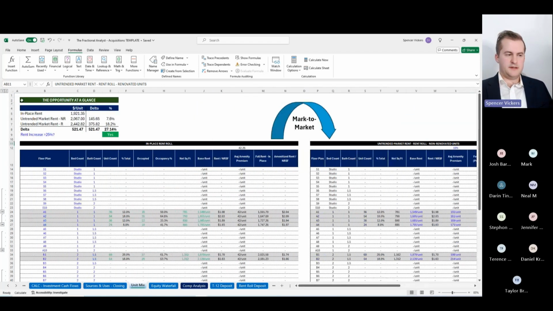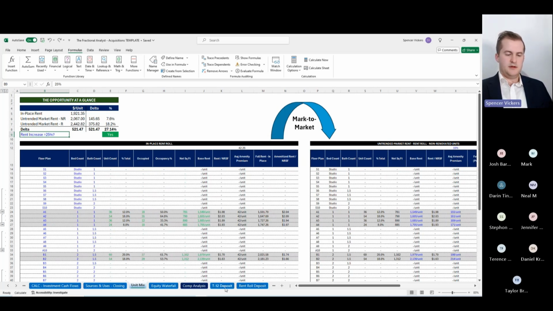So all of that information is then summarized here up above in this little box over here. In-place rent, untrended market rent for non-renovated units, and untrended market rent for renovated units. This little checker right here is because some operators just like to have a blanket statement of, can you increase rents more than 25% if you execute your business plan? Maybe some operators want it to be 35%, et cetera. So it'll be a yes/no checker for whatever you want to do. So that is the rent roll deposit, which synthesizes into the unit mix.